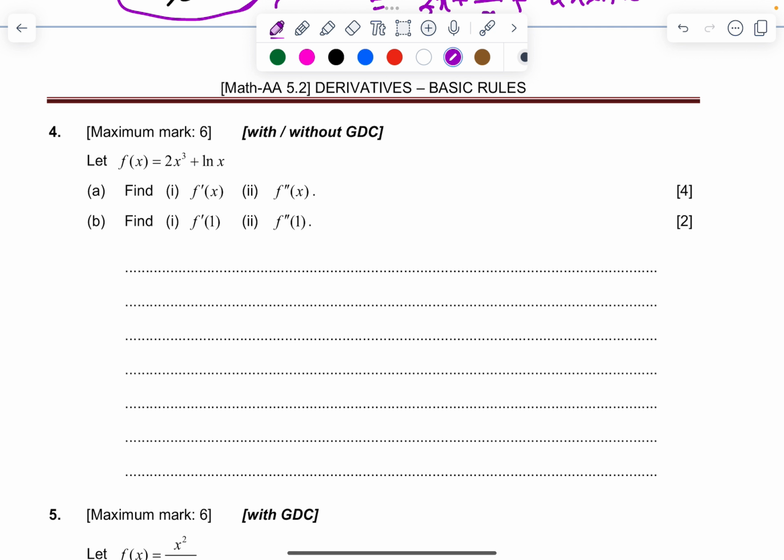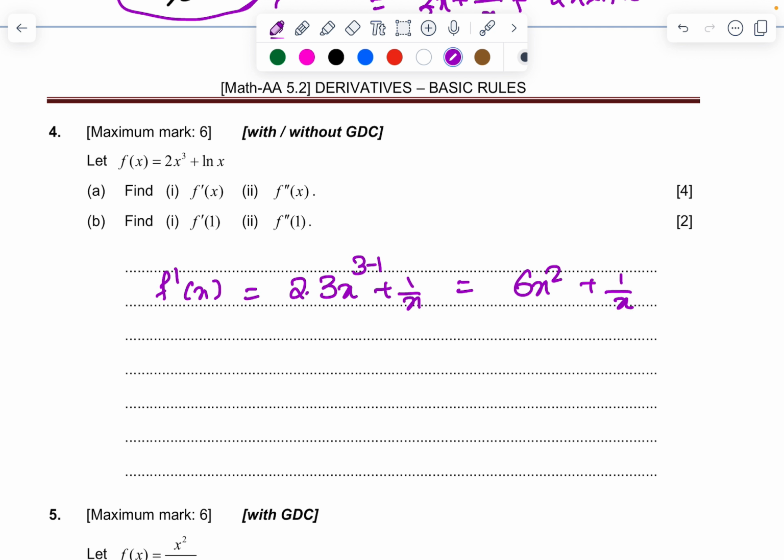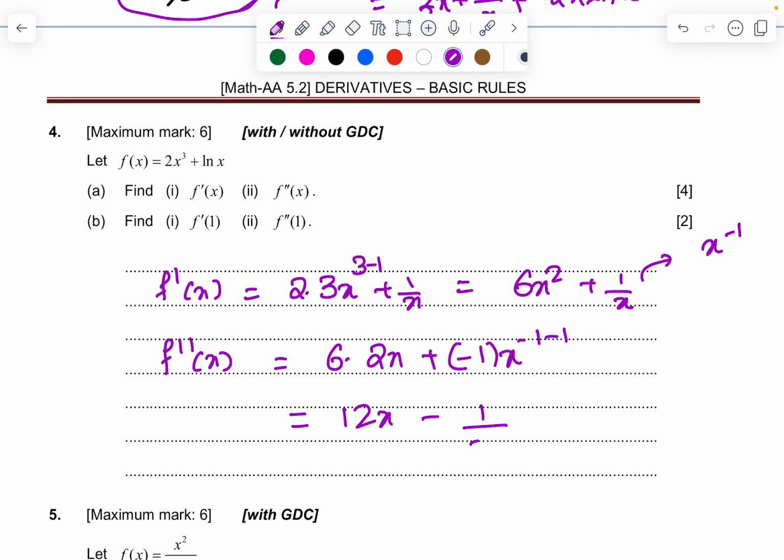Question number 4. F of x equals 2x cube plus ln x. What is f prime x? F prime x is going to be 2 times 3x to the power of 3 minus 1 plus 1 upon x, which is 6x square plus 1 upon x. What will be f double prime x? 6 times 2x plus, this is x power negative 1, so it becomes negative 1, x power negative 1 minus 1, which is going to be 12x minus 1 upon x square.